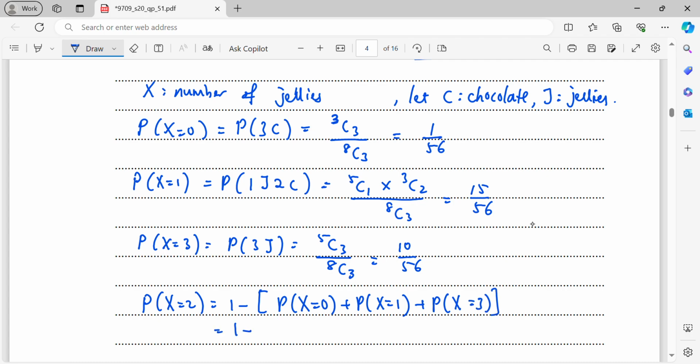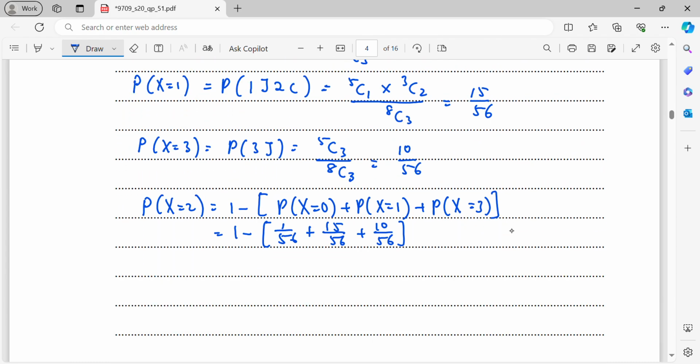That will be 1 minus, 1 over 56 plus 15 over 56 plus 10 over 56. So 1 plus 15 plus 10, it will be 26. So it will be 26 over 56. So 1 minus 26 over 56, that is 30 over 56.